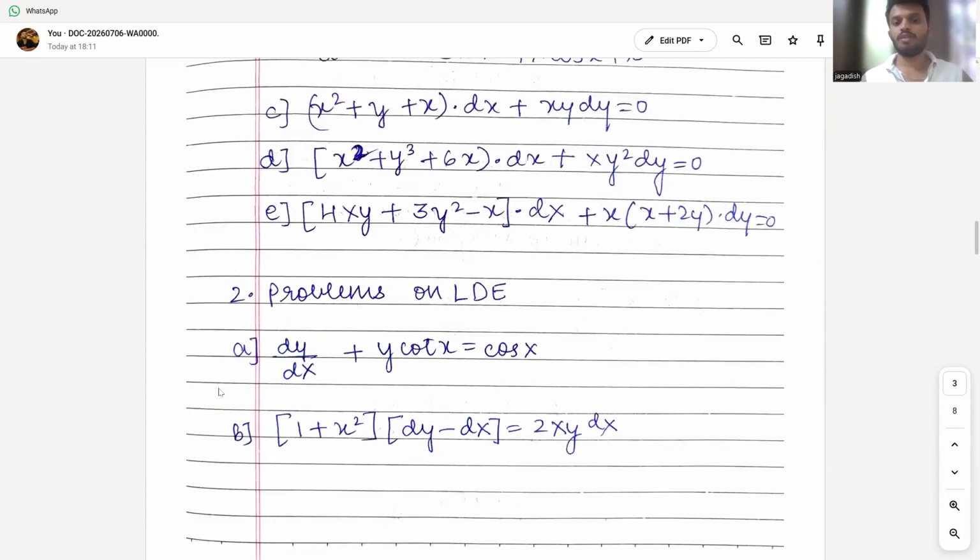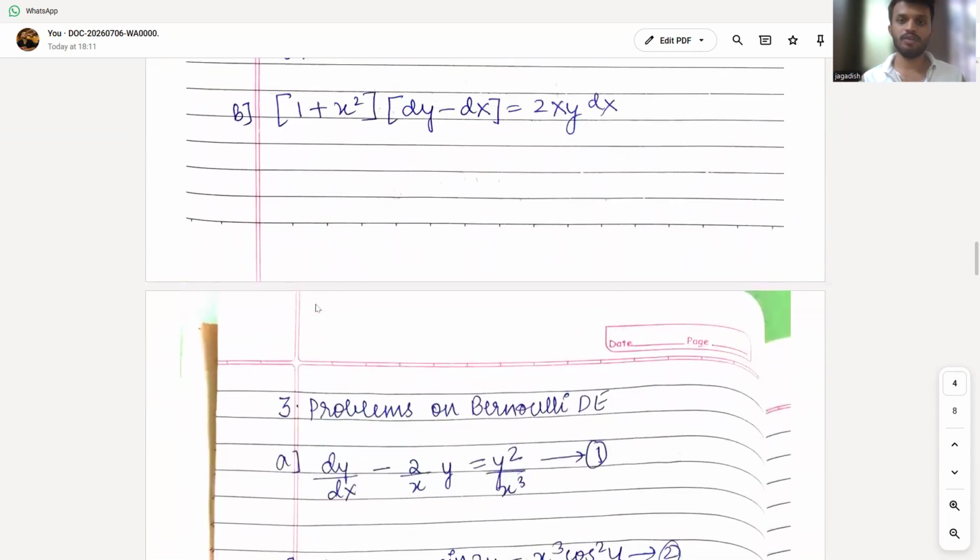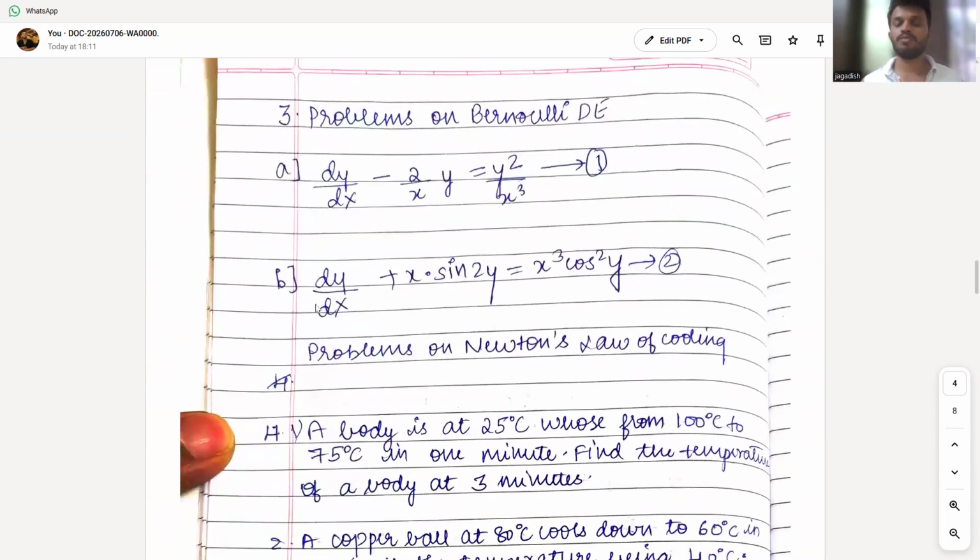So you will be solving the problems on the linear differential equation, that is dy by dx plus y cot x is equal to cos x. Then, 1 plus x square into dy minus dx is equal to xy into dx. Next, problems on differential equations: dy by dx minus 2 by x into y is equal to y square divided by x cubed. So these two problems are important from module 3.